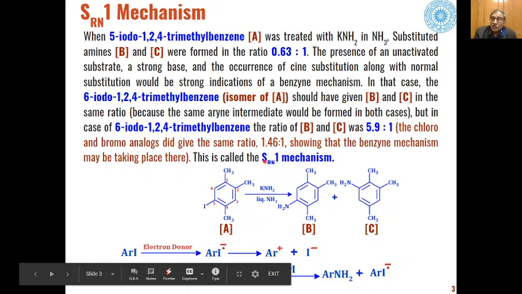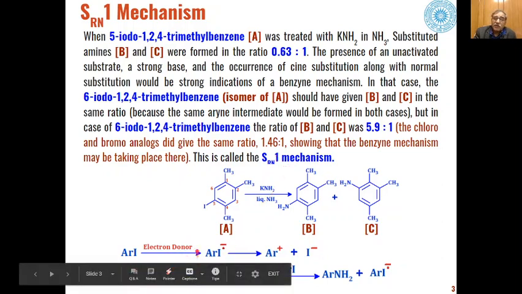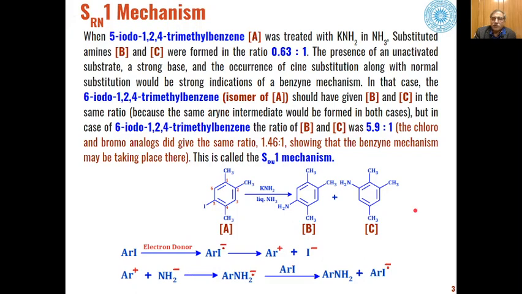So S is for substitution, R is for radical, N is for nucleophilic, and 1 is for unimolecular, because the rate of reaction is dependent only on the concentration of the substrate and is independent of the concentration of the nucleophile. That is why these types of mechanisms follow a unimolecular mechanism.